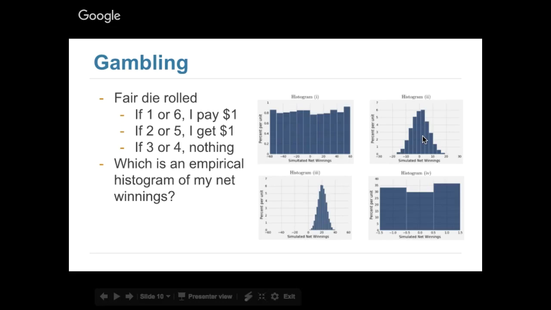As perhaps a challenge question, and probably beyond the scope of what we're looking for, how would I change the game so that my empirical histogram looks like this one? How would I change the outcomes or the dice rolls so that I get about $20 every time I play in 60 rolls? Maybe you can think about that one as a challenge question. Otherwise, let's take attendance.